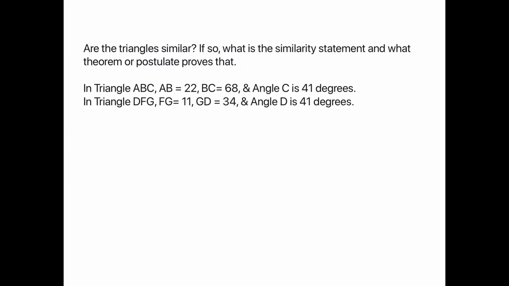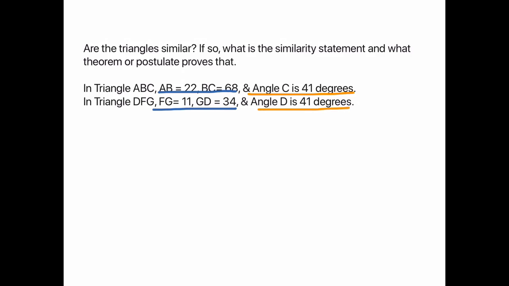Our first question says, are the triangles similar? And if so, what's a similarity statement and what theorem or postulate proves that? So to begin with, let's look at the information they gave us. For our first triangle, they gave us two sides. For our second triangle, they also gave us two sides. For our first triangle, they gave us one angle, and our second triangle, one angle as well.